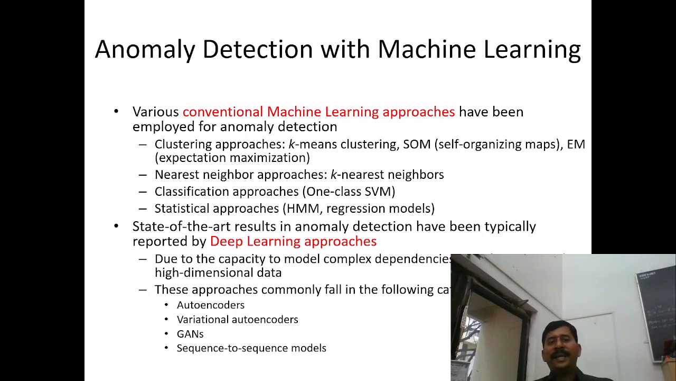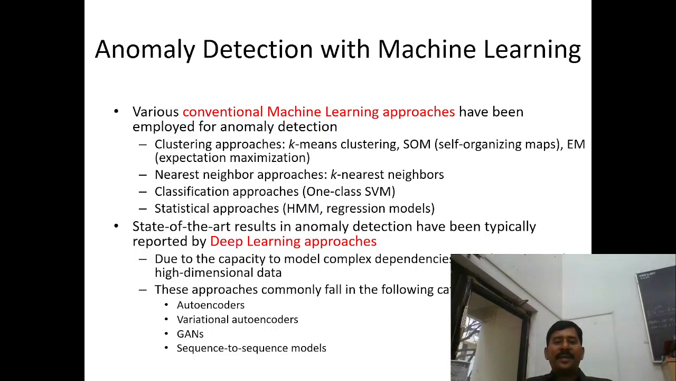Various conventional machine learning approaches have been employed for anomaly detection. First one is clustering approaches, second one nearest neighbor approaches, third one classification approaches, fourth one statistical approaches. Clustering approaches include k-means clustering, self-organizing maps, and expectation maximization, EM. Second one, nearest neighbor approaches, that is k nearest neighbors. All of us are familiar with k nearest neighbors. Third one, classification approaches, that is one-class support vector machines. Fourth one, statistical approaches.